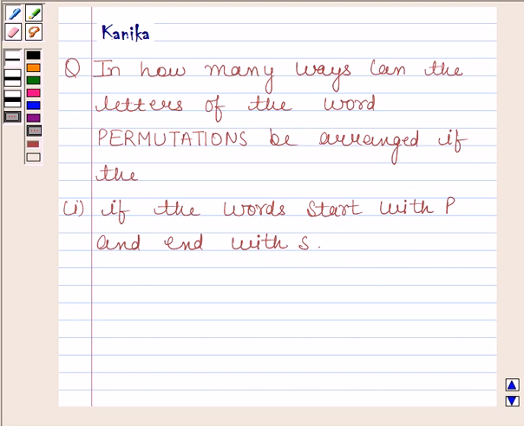Let us discuss the following question. The question says, in how many ways can the letters of the word permutations be arranged if the words start with P and end with S? Let's now begin with the solution.